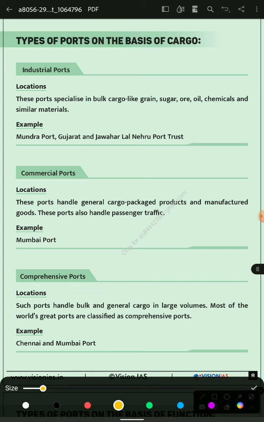Then move on to the other sections. First is the industrial port, then the commercial port. Commercial ports, like the port of Mumbai in India, handle general cargo, packaged products, manufactured goods, and passenger traffic. In India, Mumbai is an example.